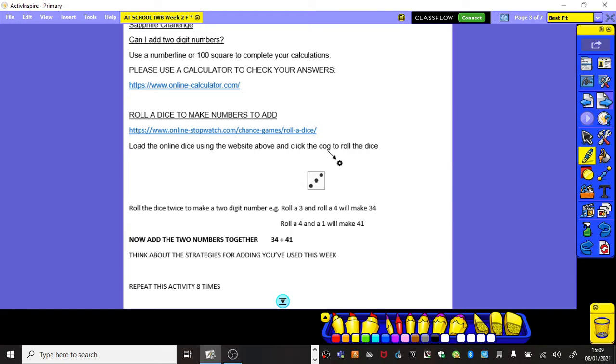Now, if you are in the Sapphire group this week, please look at your sheet, but essentially you're going to be generating 2-digit numbers to add to other 2-digit numbers. There's a link to click on a dice. If, for example, you rolled a 3, you rolled a 4, you've made 34. And if then you roll a 4 and you roll a 1, you've made 41. You're going to be adding those numbers together using all the different strategies you've been using this week.